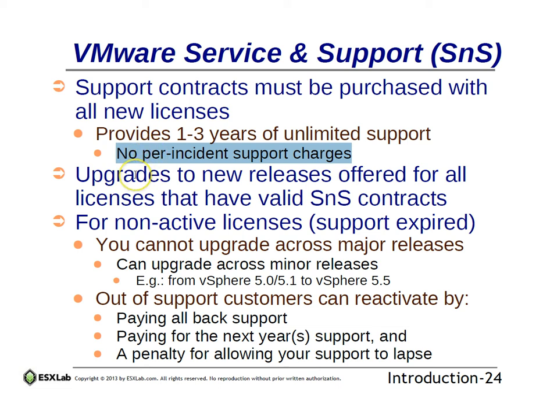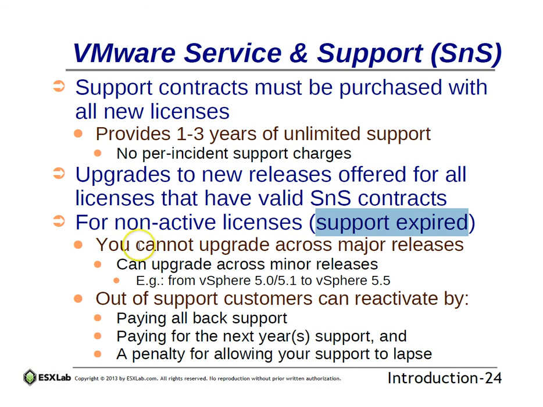Support also entitles me to new versions of ESXi. So if I have ESXi licenses and VMware goes up to a new version, then I can cash in my old licenses for the latest version as long as my licenses are under valid support contracts. So in other words, if I'm running vSphere 5.5 and VMware releases vSphere 6, as they'll do probably in 2015, as long as I have a valid support contract, I can upgrade to vSphere 6 whenever I'm ready. If my support has expired, then things are bad.